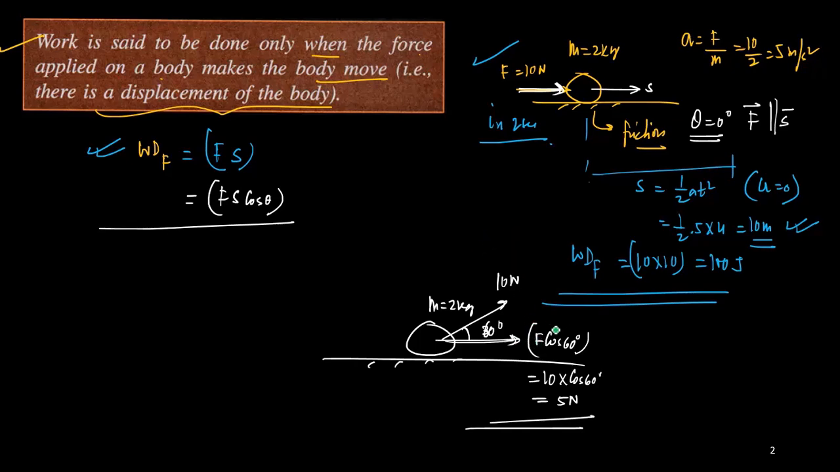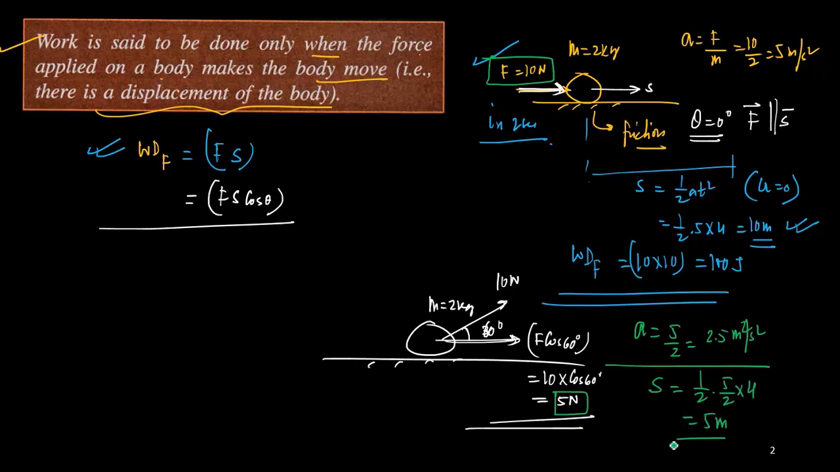So what is the answer then? Initially the entire 10 Newton force is applicable in the direction of the movement. But now only the 5 Newton is responsible to create the movement. Because of this 5 Newton, the acceleration produced is equal to 5 by 2, that is 2.5 meter per second square. Corresponding to that, I can calculate s is equal to half a t square, half into 5 by 2 into 4, that is 5 meter. So displacement becomes 5 meter.